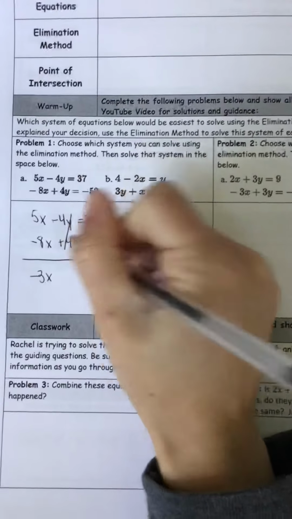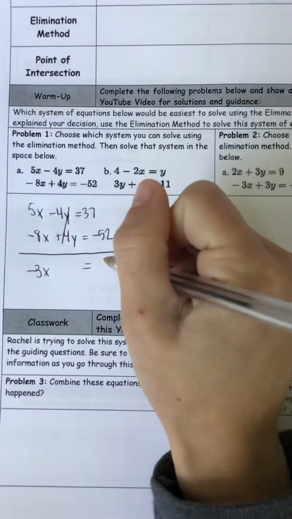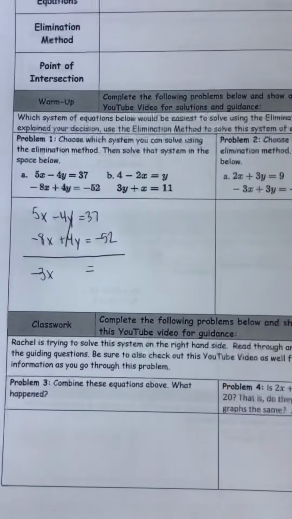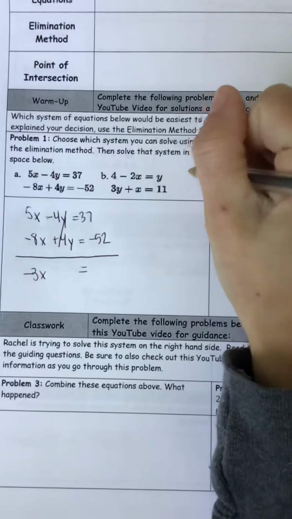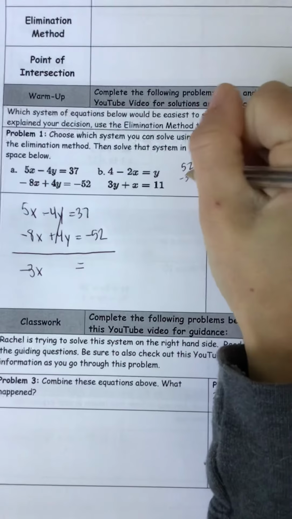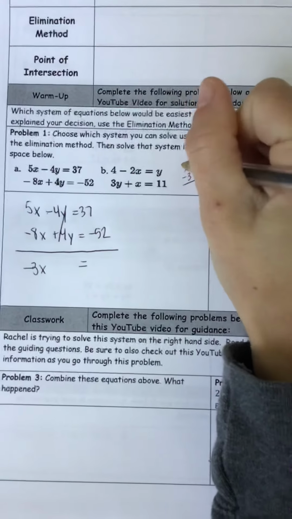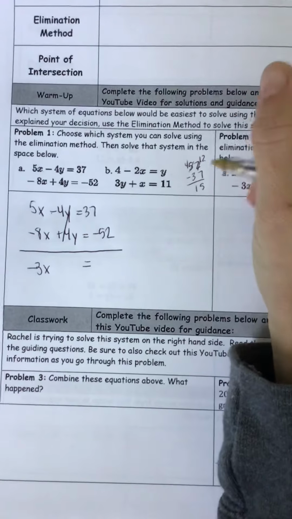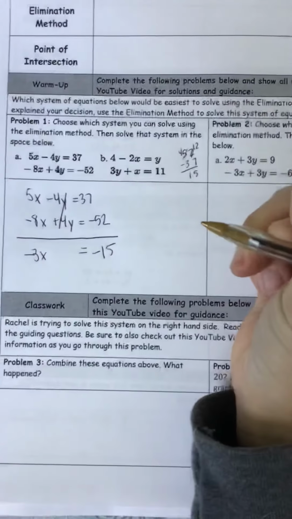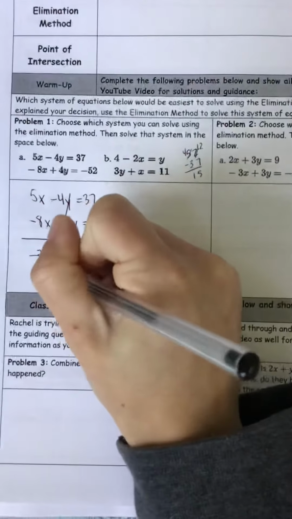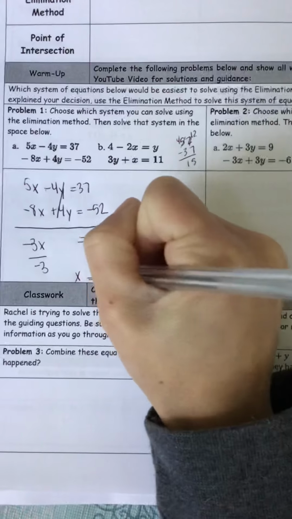The y terms will cancel and essentially become 0, but we don't need to write 0. And then 37 minus 52. I can't do simple math, so let me do this real quick. That's 12, 5. I borrow, so this will be 15. Yeah, that sounds about right. So that'll be negative 15. Then I'm going to divide both sides by negative 3. x is going to equal positive 5.